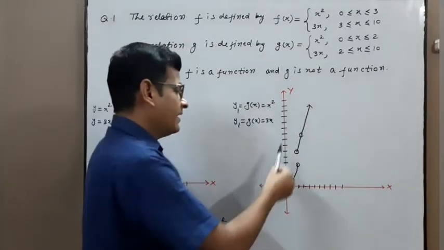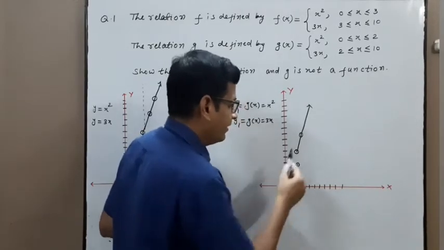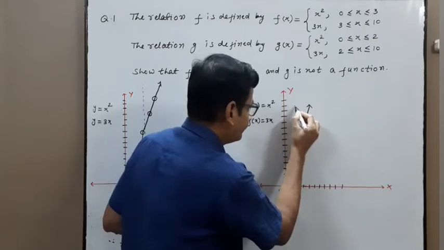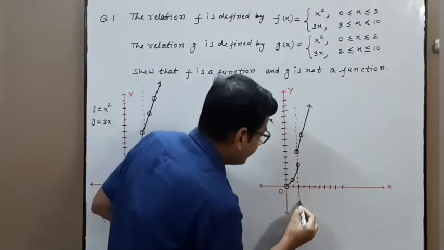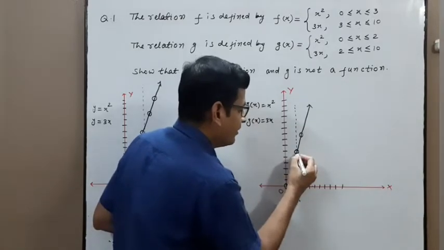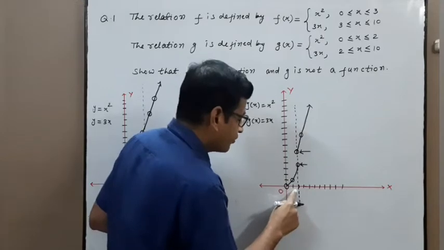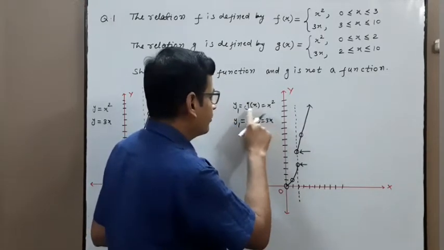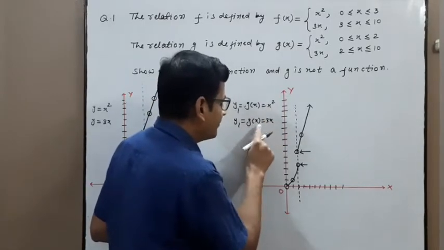And if we draw any vertical line, if we draw here, then it intersects only one point. Here, it intersects at one point. But if we draw a line at x equal to 2, it intersects two points, this point and this point. Means at x equal to 2, the value of g(x) is different. At x equal to 2, 2 squared is 4, and at x equal to 2, the value of g(x) is 6.